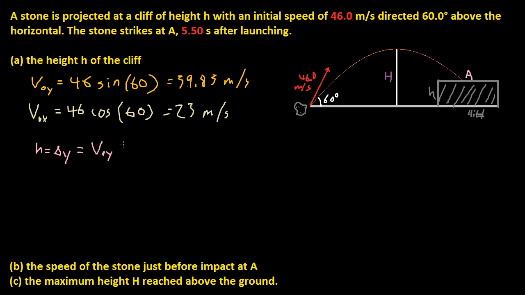Delta y is v naught y times t, plus one half a t squared. And let's plug in our values. V naught y is 39.83.